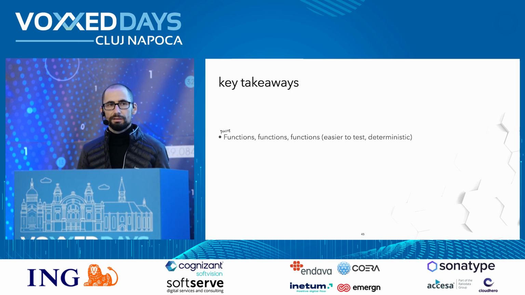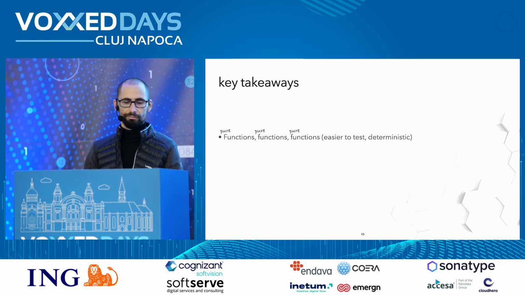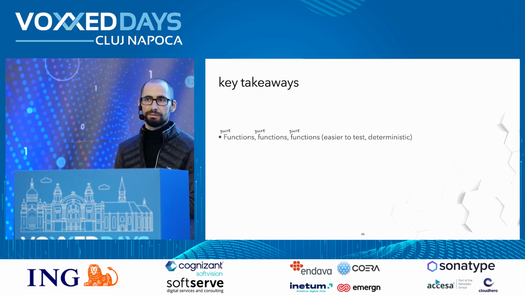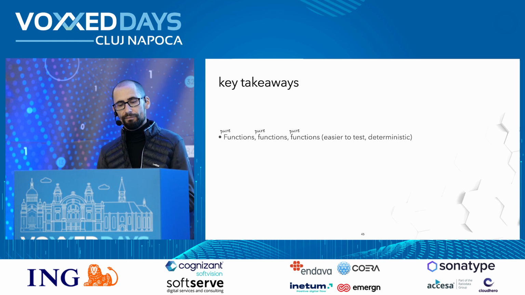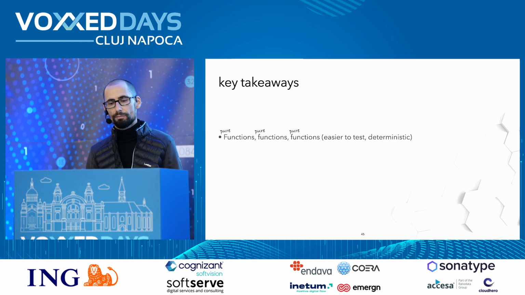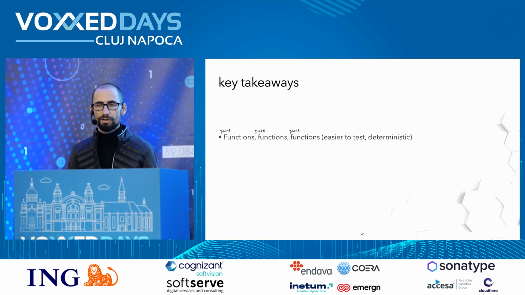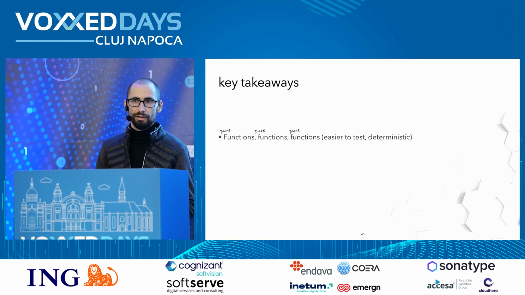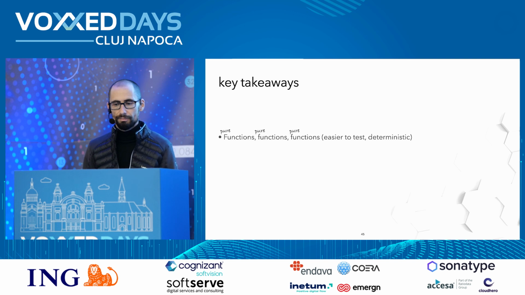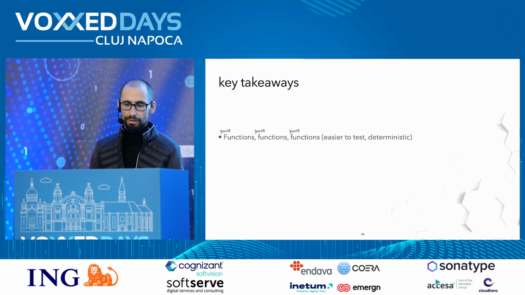Key takeaways: please try to use functions as much as possible, because they are much easier to test if they are pure and deterministic. If you look at the signature of a function, you should immediately understand what that function does. Your functions should be total and not partial, so no exceptions thrown or getting back things that you didn't expect. Just by looking at the signature, you should understand what a function does.